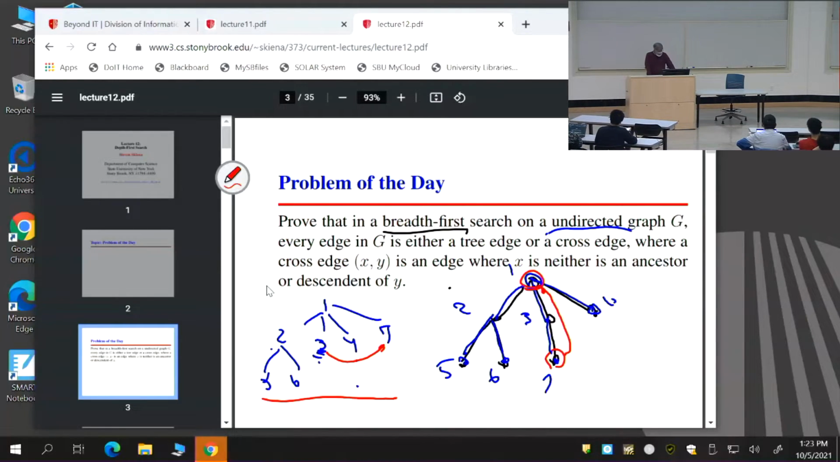In a directed graph, all bets are off. If it was really a directed edge, then what would have happened? If there was an edge from 7 to 1 and we're starting to explore from vertex 1, would we see that edge to 1 on 7's adjacency list? We would not, right? So the word undirected here is a big word, right? Okay, any questions?